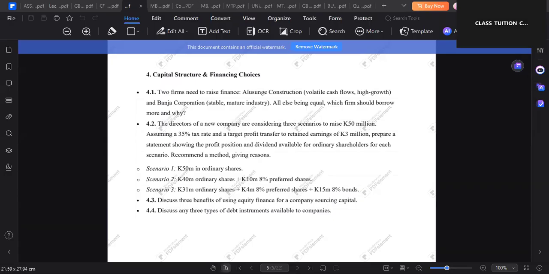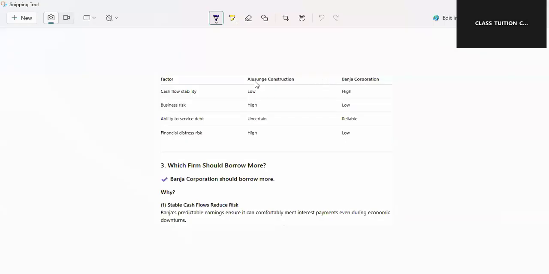Now you see how that is applicable. You first analyze based on what we've been discussing. You can compare and give the aspects of the factors that I've talked about. So you can create a table like this. We're looking at two, Banja and Alusungo. Let's look at their cash flow stability. This one is low, this one is high. Their business risk, Alusungo has high according to our data, and Banja has low. Ability to service debt, this one is uncertain, but this one is reliable. Then financial distress risk for Alusungo is high, and for Banja is low.